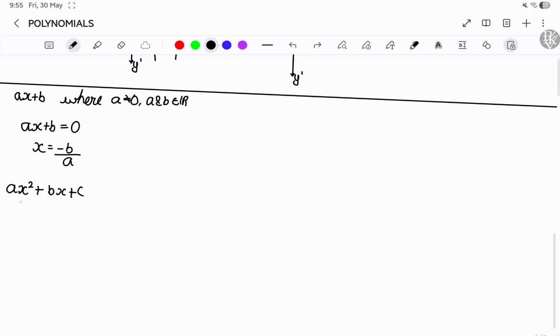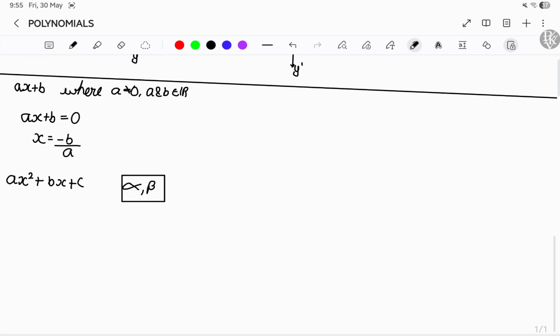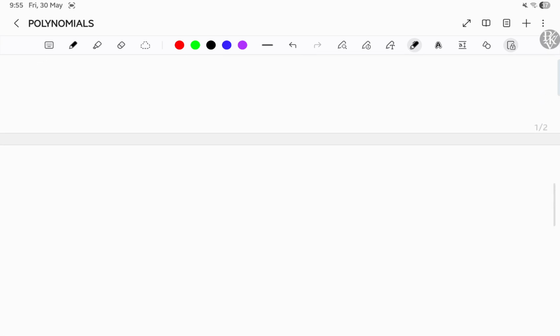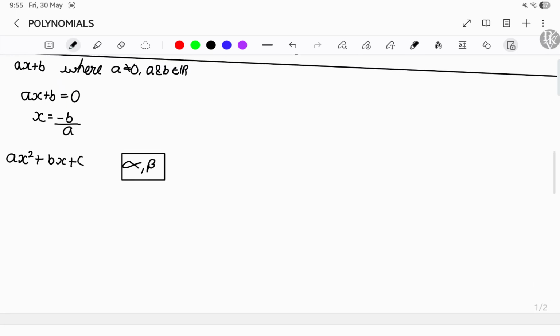I'm going to say the zeros are alpha and beta. Now don't worry about the value of these. We are using x, y, z for variables, right? These alpha and beta are just other variables. They are Greek letters, so don't worry about what they mean. Alpha and beta.